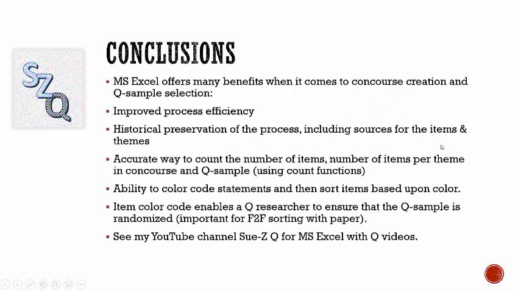So, conclusions. Microsoft Excel offers many benefits when it comes to concourse creation and Q sample selection. It improves our process efficiency. We are able to historically preserve our processes, including the sources for the original items and the themes. It gives us an accurate way to count the number of items, whether overall or across themes in both the concourse and the Q sample, using the COUNTIF functions and other count functions, as opposed to counting things by hand, which can be fraught with error.